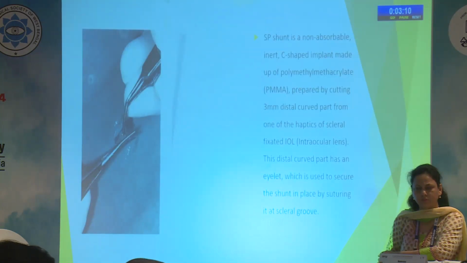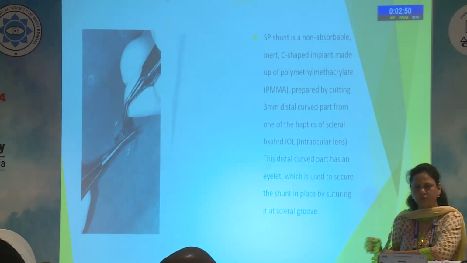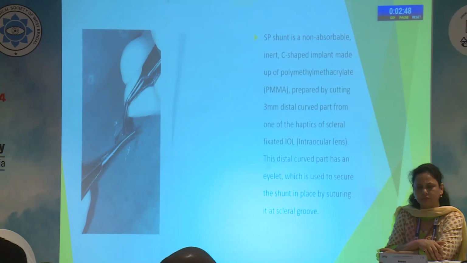So what is the SP shunt? This is how it is made. This is a scleral fixated IOL, and the distal 3 mm part of the haptic of the IOL is cut. The SP shunt is basically a C-shaped implant made of PMMA, and this implant has the eyelet of the SF IOL, which is used to fix the implant in the scleral groove.